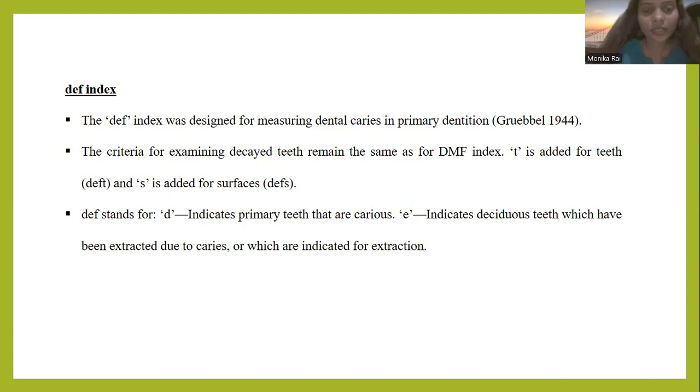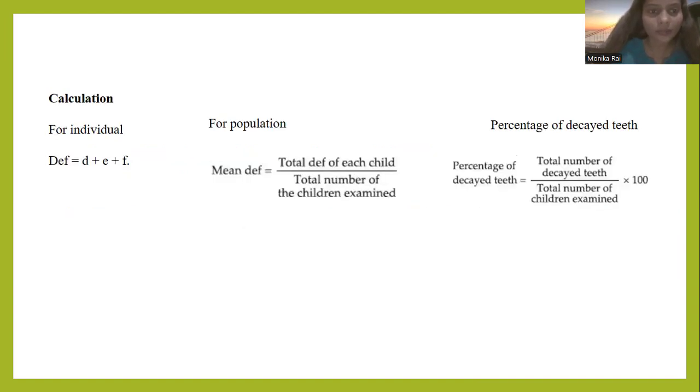DEF decay teeth remained the same as for the DMF index. T is added for teeth, DEFT, and S is added for surfaces. DEF stands for D indicates primary teeth that are carious. E हमारा being extracted due to caries, or which are indicated for extraction.